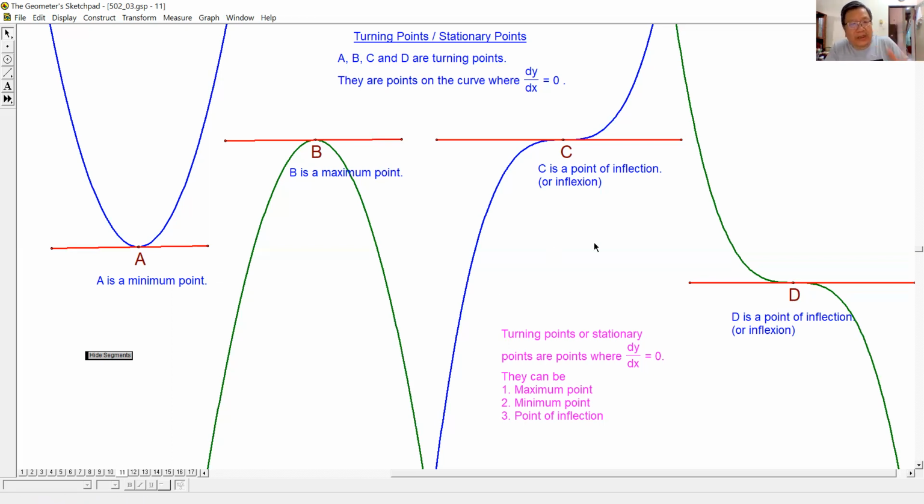So turning points have three types: minimum, maximum, and point of inflection. The three types of turning point. You know they are turning, but what is the characteristic? Mathematically, dy/dx is 0 at these points. Any question?